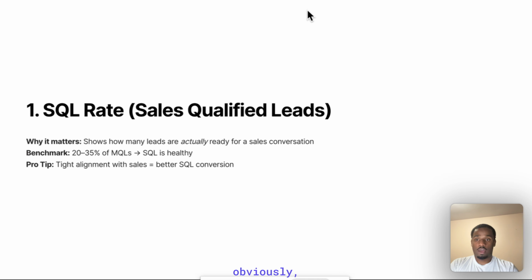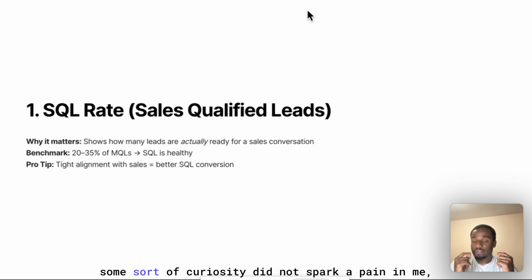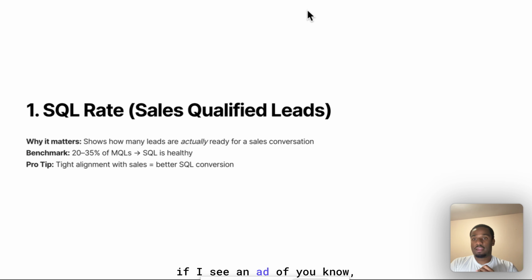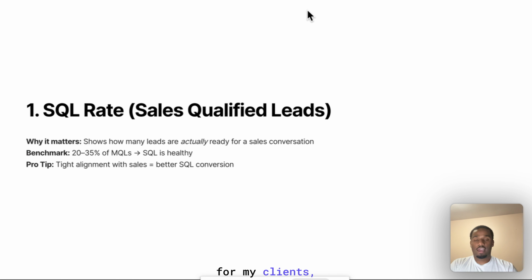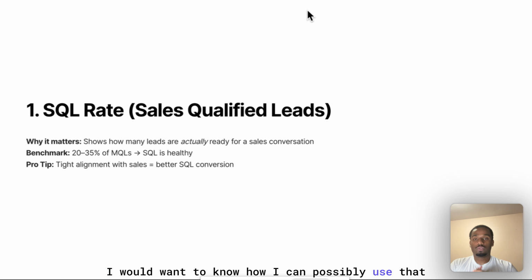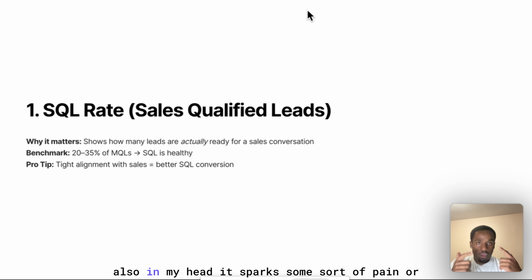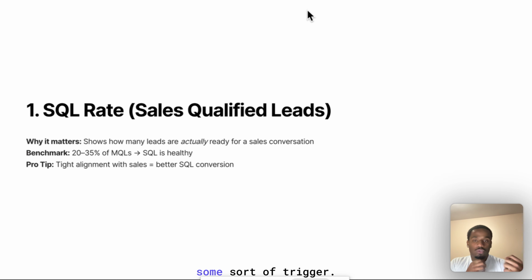I know for myself, obviously, we do a lot of marketing and sales. I know I'm not hopping into anyone's funnel unless some sort of curiosity sparked a pain in me. For example, if I see an ad for learn how to do SEO, and I opt in because in my head I'm like, you know what, we need to optimize for SEO because I need to get my clients better results. Let's say I was an agency like that. I would want to know how I can use that internally for myself, but also in my head, it sparks some sort of pain or trigger.